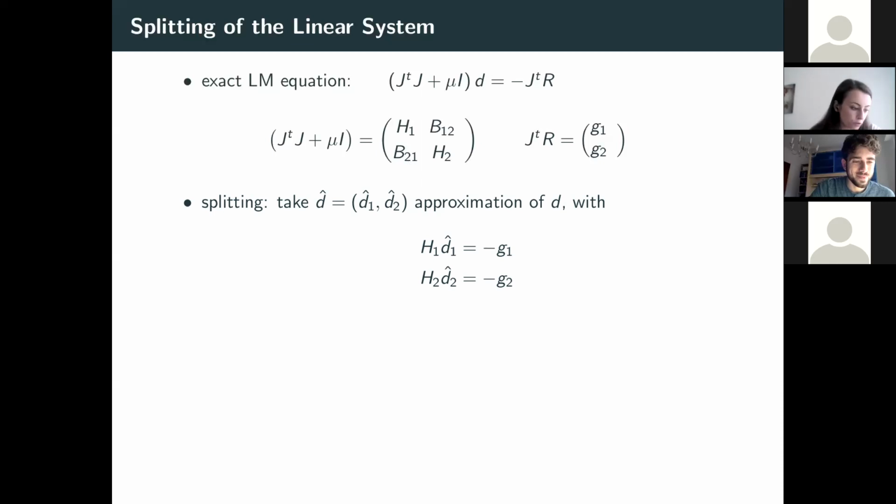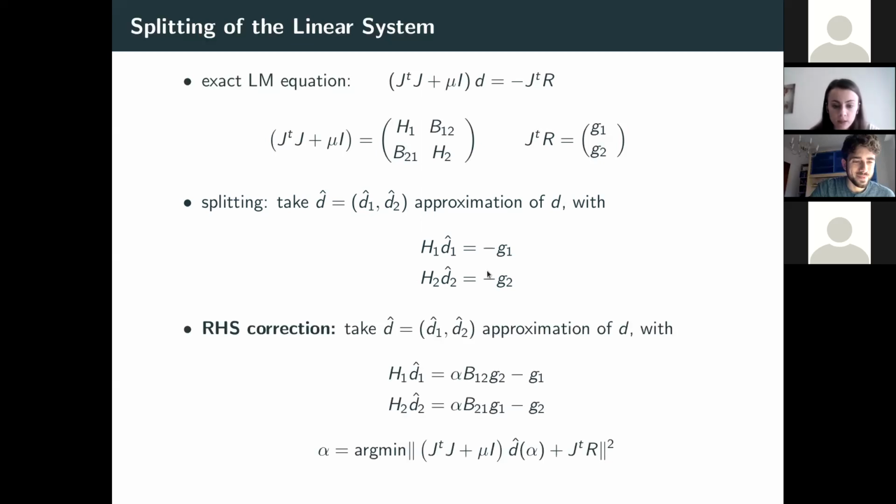So what we want to do is to define these separate linear systems in such a way that they're still separable. So we still have the saving in the computation, but we also have some control over the quality of the approximation. And we do that by introducing a correction to the right-hand side.